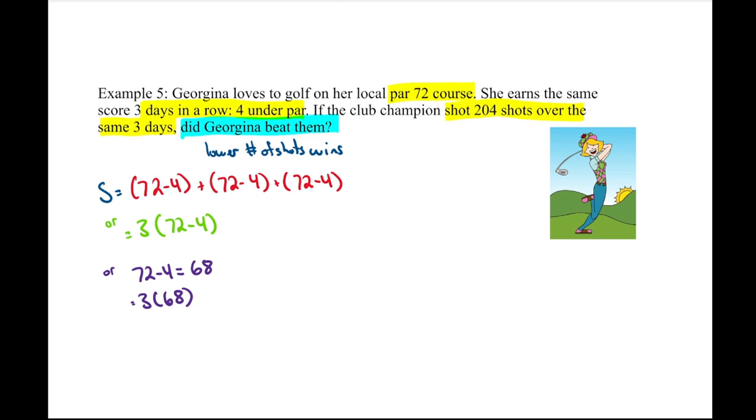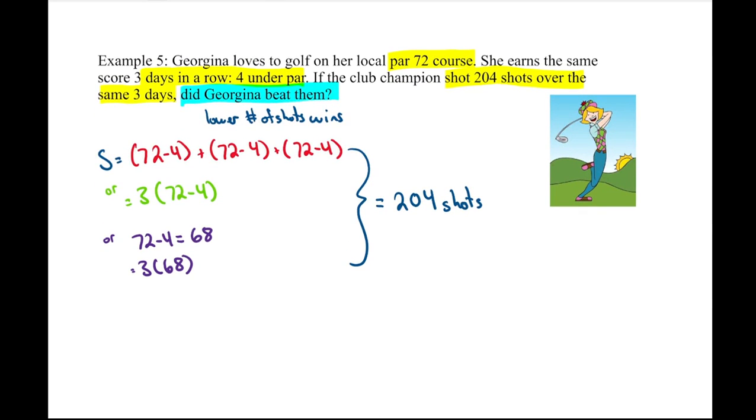Either way, in the end, it all works out to the same thing, which is 204 shots. So Georgina had 204 shots over the 3 days, same as the club champion. Therefore, they tie. So it's a tie between the two of them.